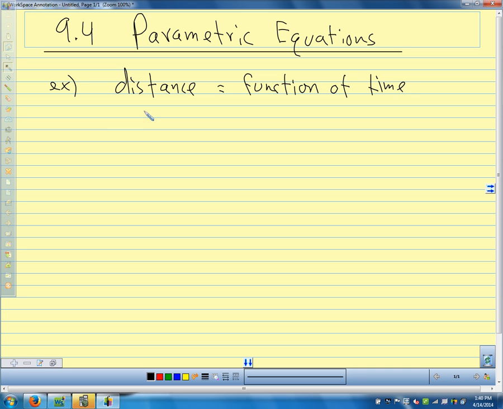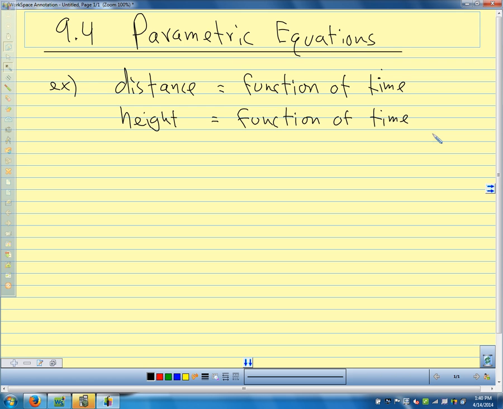and we also have an equation that gives our height as a function of time. So we're plugging in time into these two different equations, and one tells us how far left or right we've gone, and the other tells us how far up and down we've gone. So this would be an example of a set of parametric equations.